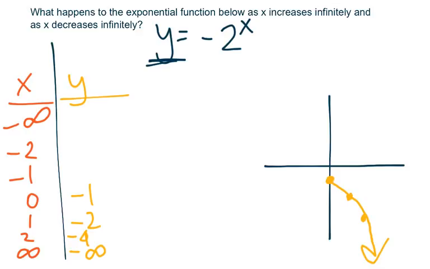What about in the other direction, as x goes toward -infinity? Well, let's start with some of the easier ones first. When x equals -1, that gives us -2 to the -1. And I know that I have to do the reciprocal, so that gives me -1/2. So when x equals -1, I have a value of -1/2. When x equals -2, what does that give me? I get -2 to the -2, which is equal to -1/2 squared, which is -1/4.